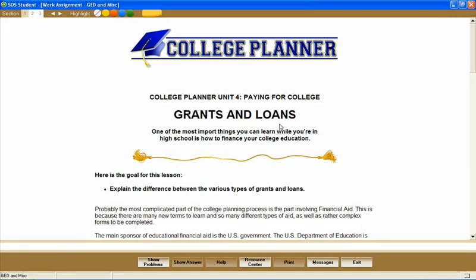Most lessons begin with a brief introduction and a list of goals or objectives for the lesson. These objectives help students stay focused on important lesson content and provide parents with an effective way to measure mastery of lesson content. The goal for this lesson is explain the difference between the various types of grants and loans.